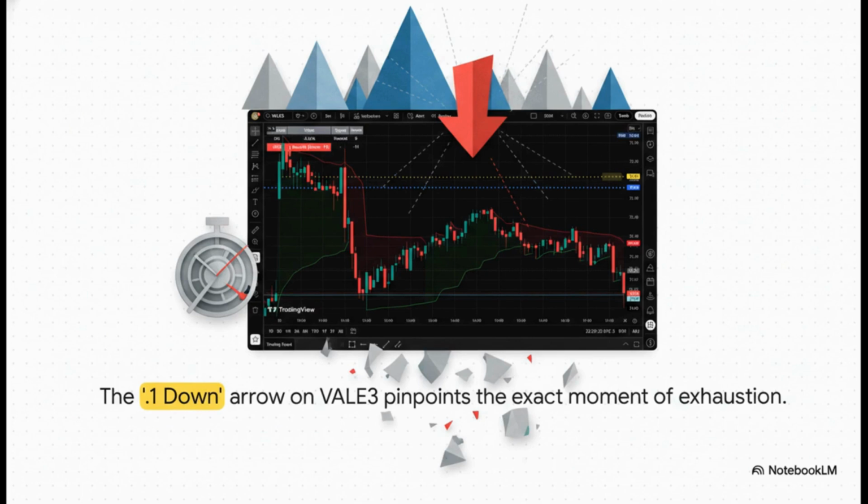Well, right after it did, the system printed this little 0.1 down arrow. Now, this isn't just some suggestion. It's the algorithm pinpointing the exact moment that the buyers ran out of steam. That's your trigger. That's the signal.